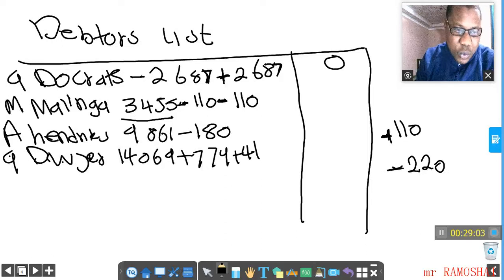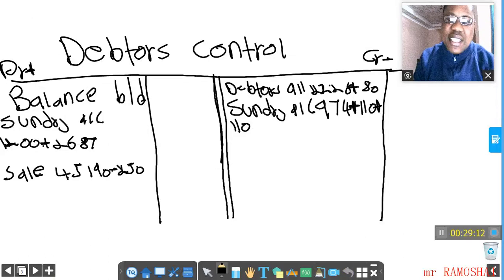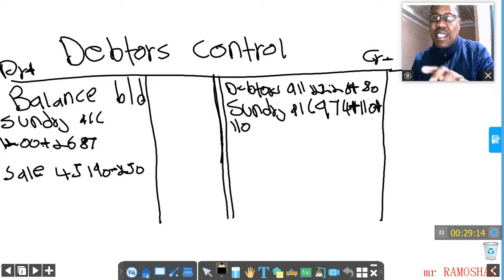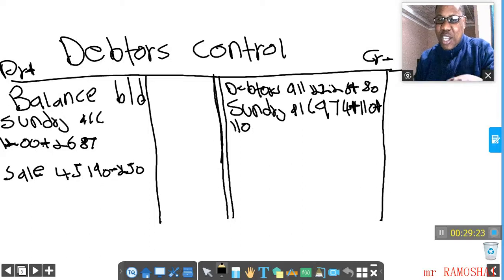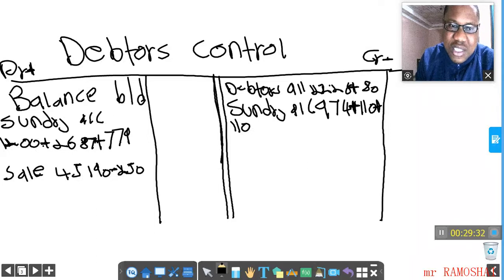Then let's go to the next transaction that is affecting, right? So now we go to the debtors control. In the debtors control, we recorded in the sundry account on the credit side because someone was paying, right? So now we are taking it back. When we take it back, we cannot edit there again. We edit in the sundry account on the debit side, because now it increases what people are owing us. Simple as that. 779 plus 41, right? So that is how the account has to be recorded.